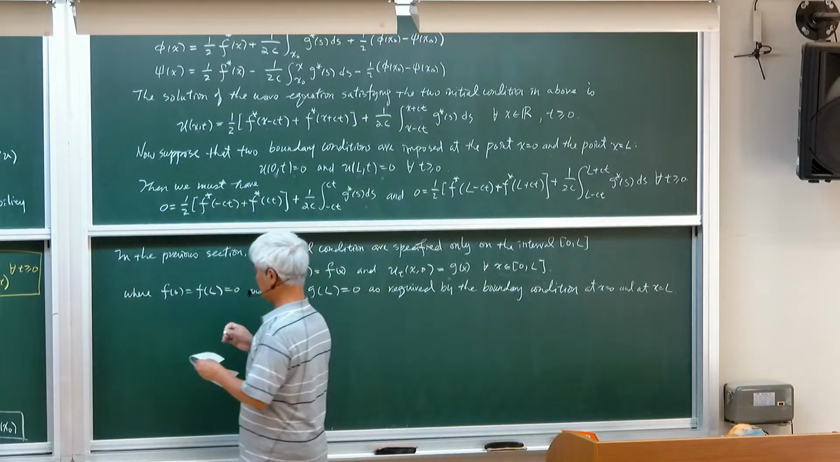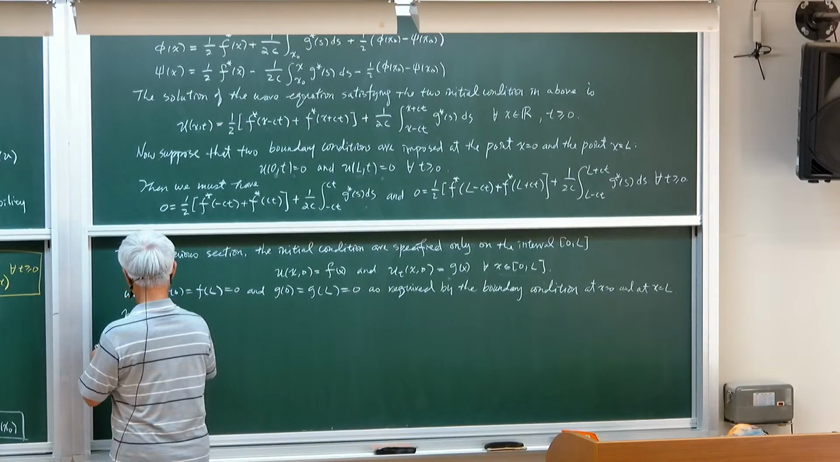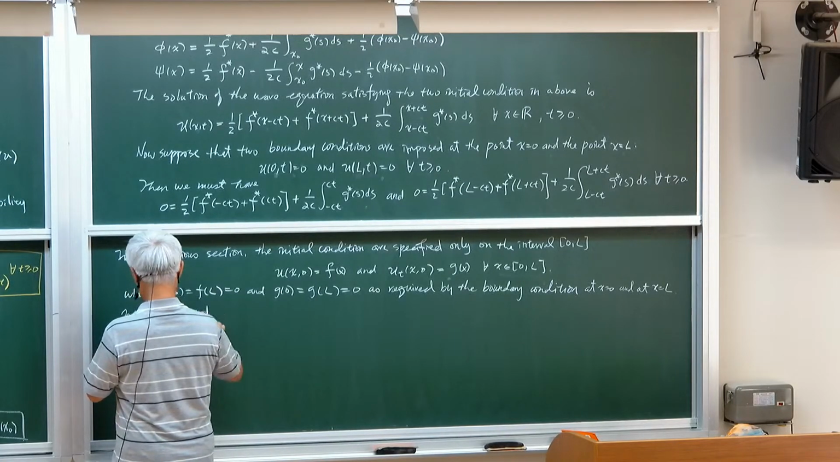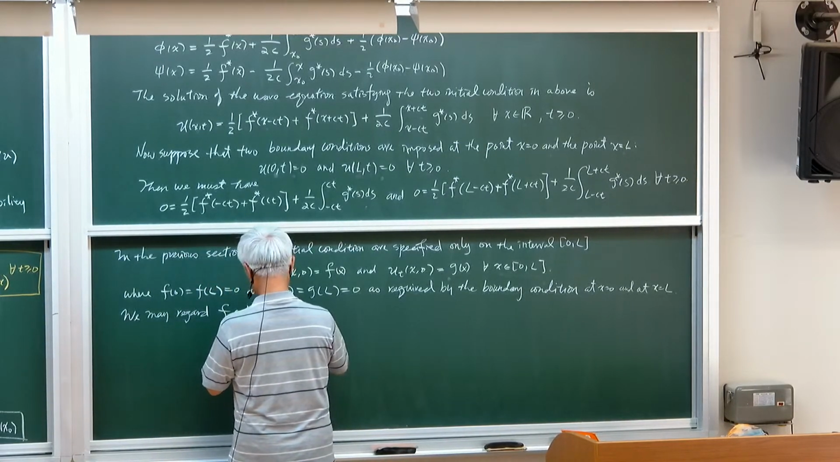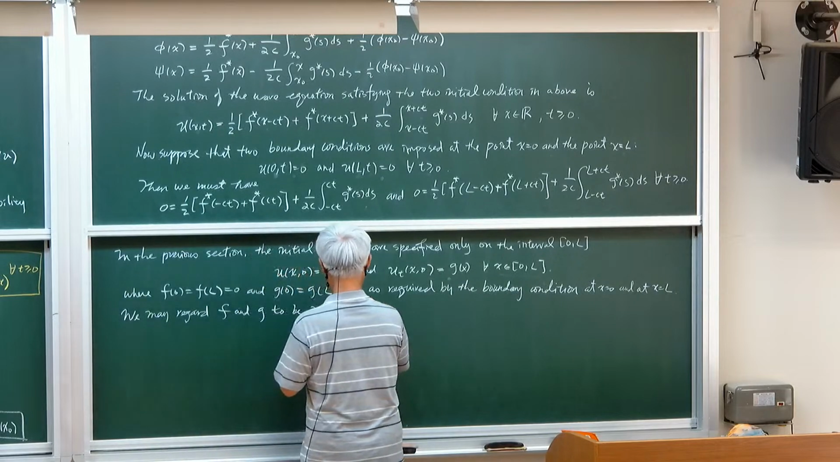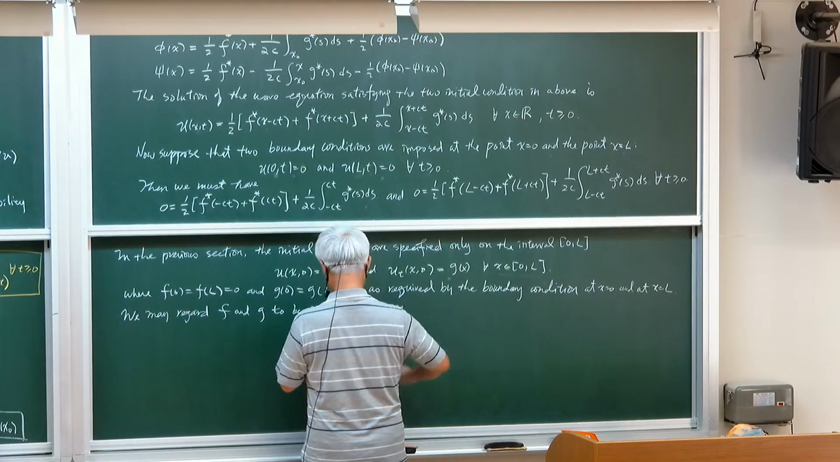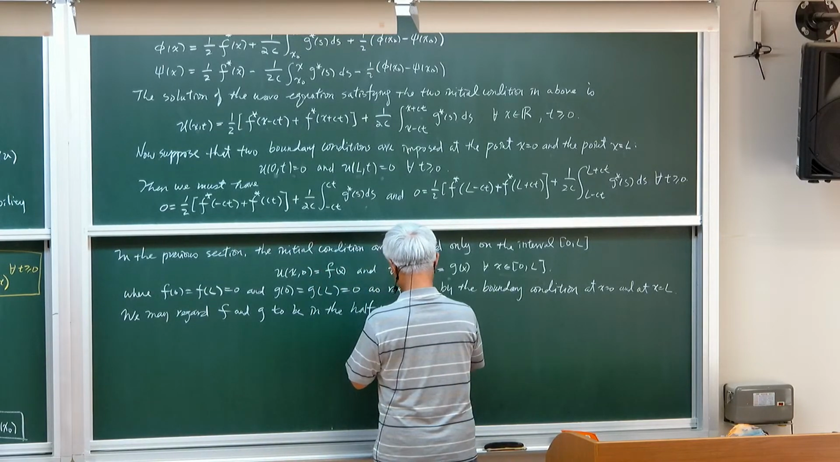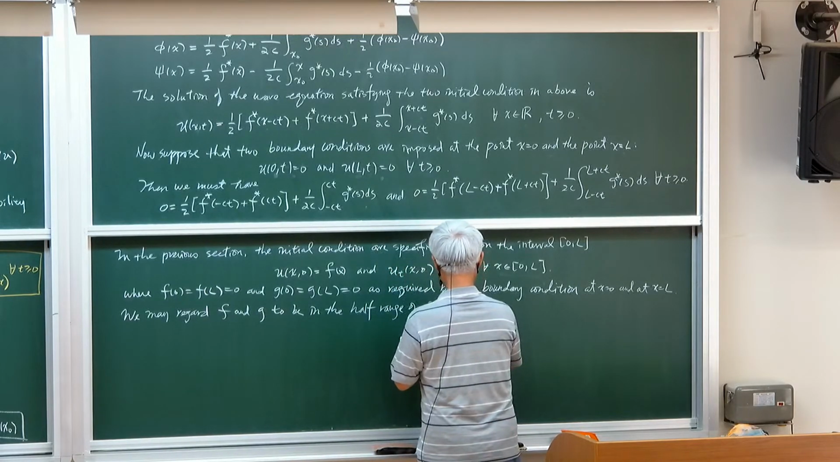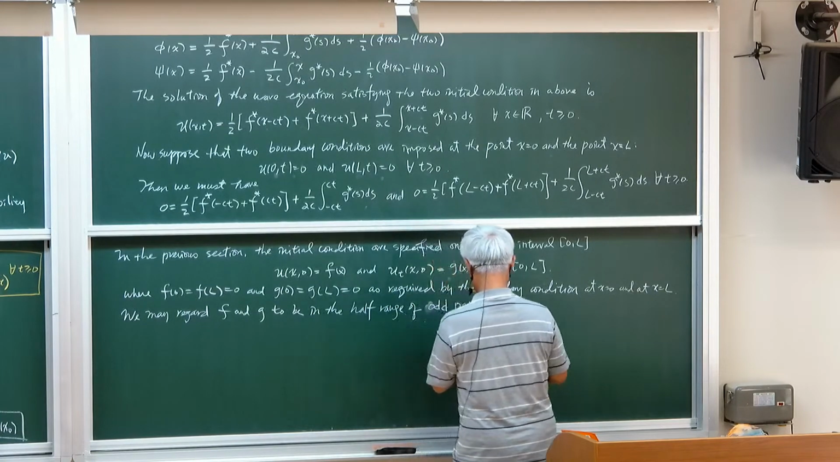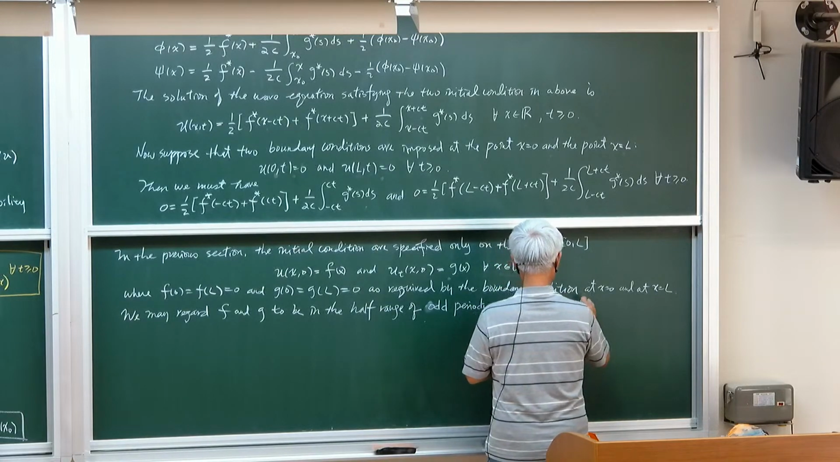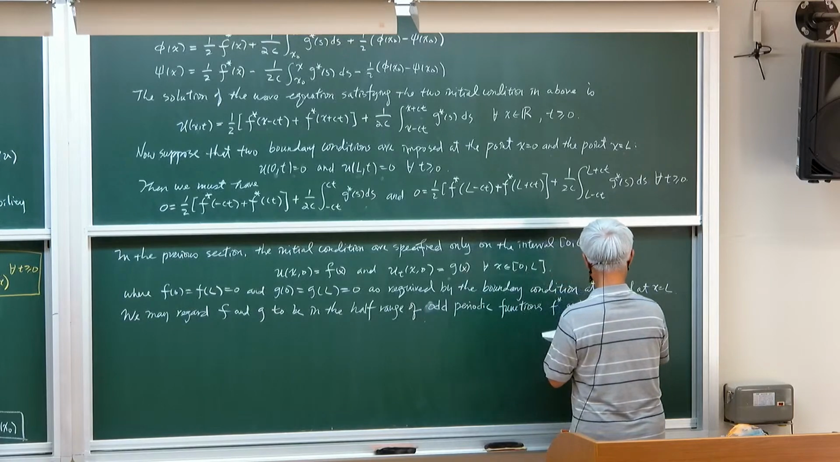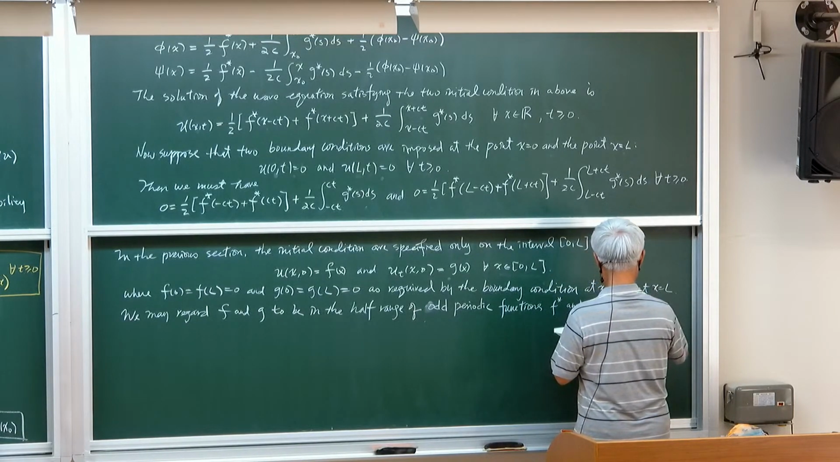So now we may regard f and g to be in the half range of odd periodic functions f star and g star respectively.